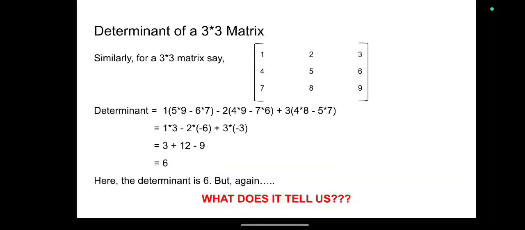Here again we have a 3 by 3 matrix. Keep in mind that determinant only exists for a square matrix. A square matrix meaning that the number of rows and number of columns are the same. So here you can see how a 3 by 3 matrix determinant is calculated. Again, as I said, I hope you're all familiar with the basic determinant calculation. So here we get the determinant of 6.